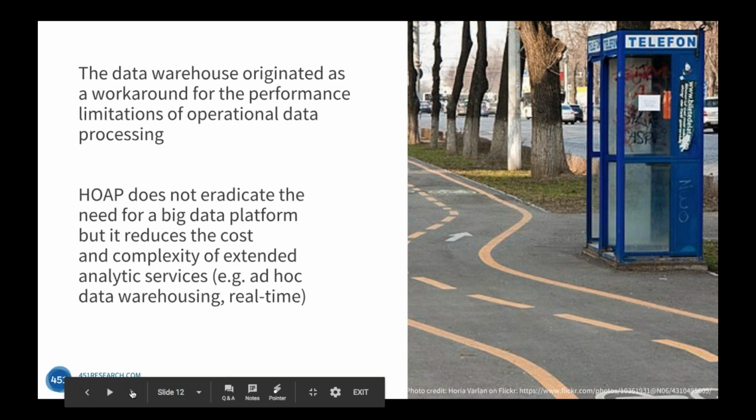If we think about, as I talked about, the data warehouse originally developed almost as a workaround for the performance limitations of operational data processing. The performance improvements we've seen over the years in memory processing and processor performance enable hybrid and operational analytic processing, but they don't completely eradicate the need for something like a big data platform to perform large-scale analytics. But what it does do is reduce the cost and the complexity of doing things like extended analytic services. So things like ad hoc data warehousing, real-time analytics, supporting the kind of applications that I talked about on the previous slide.